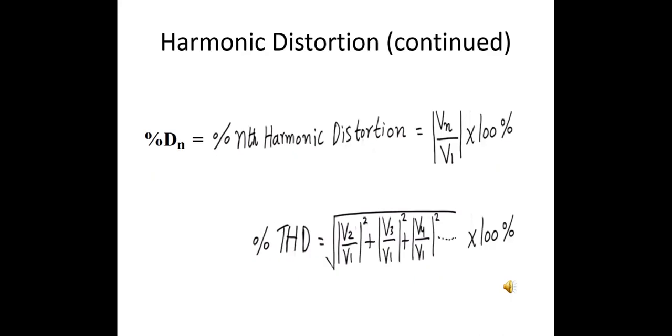Now once we have done this analysis, we can define the level of distortion by certain parameters. The first set of parameters are the nth harmonic distortions, or Dn's. So the nth harmonic distortion, which we represent by D subscript n, will be equal to magnitude of Vn by V1 into 100%. And then we have the total harmonic distortion, which is given by the square of all the harmonic distortions summed together and then taking the square root of the sum.